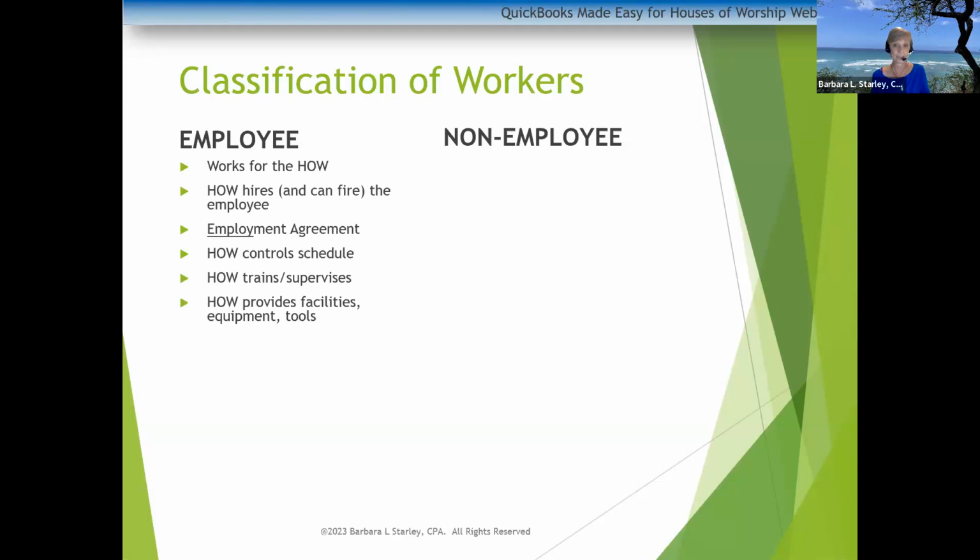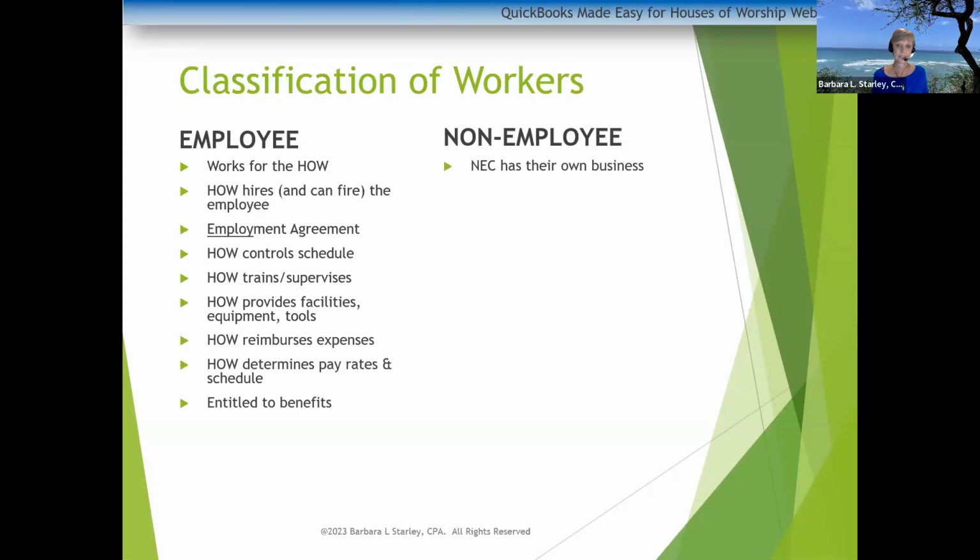They train and supervise that person. An employee, the house of worship actually provides the facilities, the equipment, the tools, like the microphone, right? The stage, the office for the employees. Generally, an employee gets reimbursed for their expenses, and the house of worship determines how much they're going to pay and on what schedule that gets paid. And generally an employee would be entitled to benefits if they qualify in terms of their hours, etc.